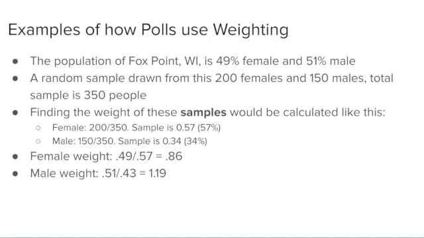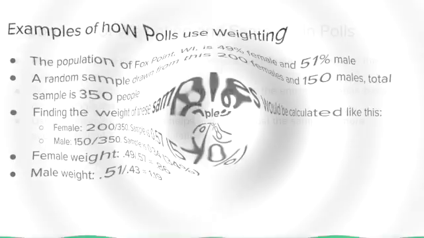Female would be 200 divided by 350, making the sample 57%, and the male would be 150 divided by 350, making the sample 34%. The female weight would be 0.49 divided by 0.57, making it 0.86, and the male weight would be 0.51 divided by 0.43, making it 0.19.